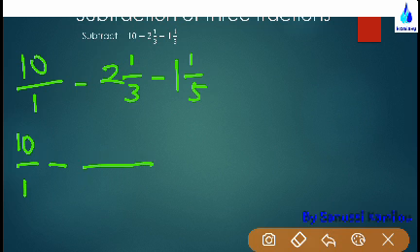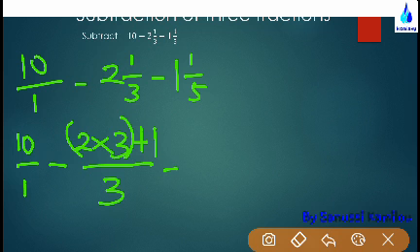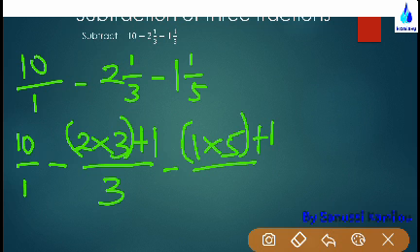Minus this one. We already learned that you multiply the whole number by the denominator, then add it to the numerator. So our numerator here is 1 over 3. Minus, we do the same thing over here. We multiply 1 by the denominator, which is 5, then add it to the numerator, which is already 1, over 5. We are not changing the denominator.